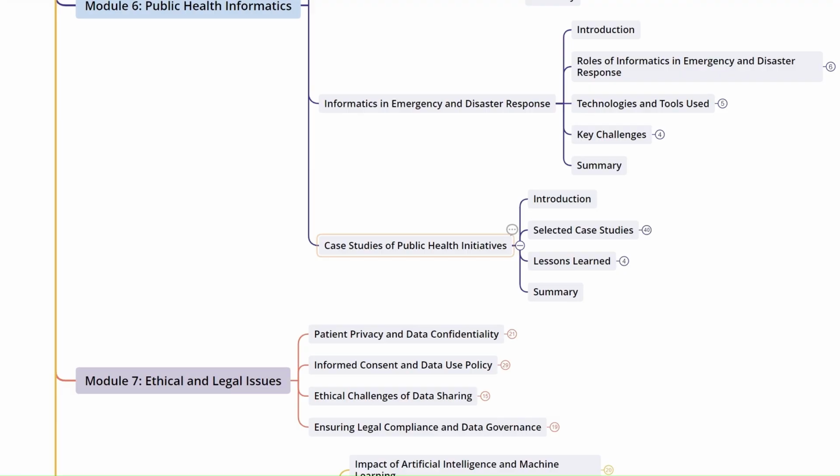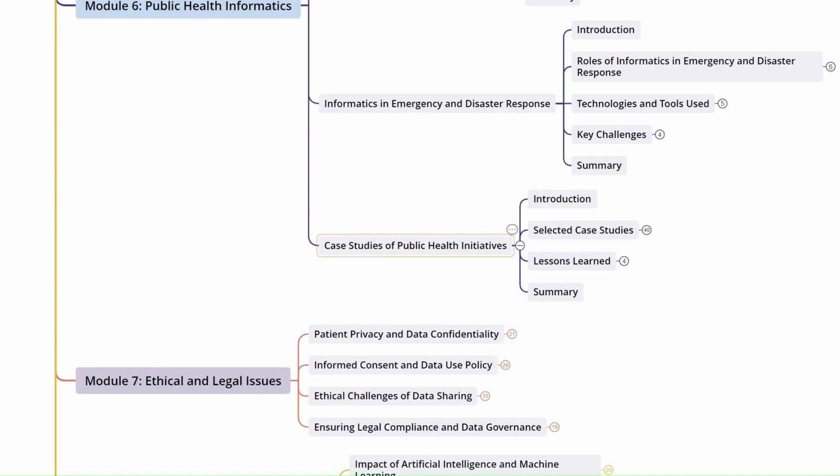Analyzing these examples helps the students understand best practices, challenges faced, and innovative solutions developed to address public health challenges using informatics. These stories of success inspire and guide future efforts to employ technology in advancing community health initiatives globally.